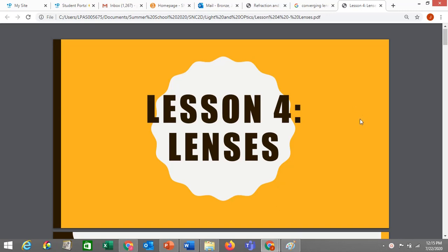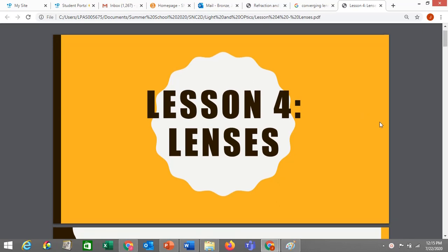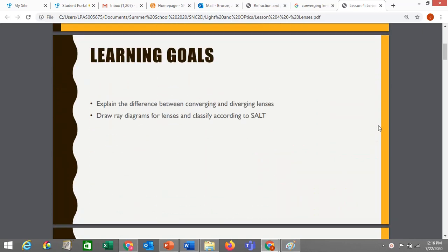Hi everyone, so we are now on lesson 4, lenses, which is going to be our last lesson in the Light and Optics unit, at least the last part on video. Learning goals here: we're going to be looking at converging and diverging lenses, so two different types of lenses. You'll need to know how they're different. And then we're going to draw more ray diagrams, and we're going to use SALT.